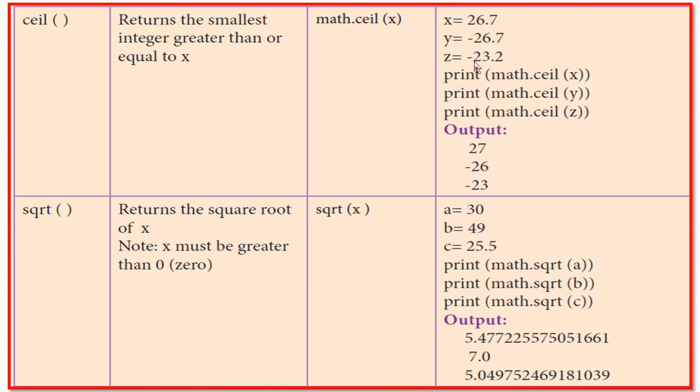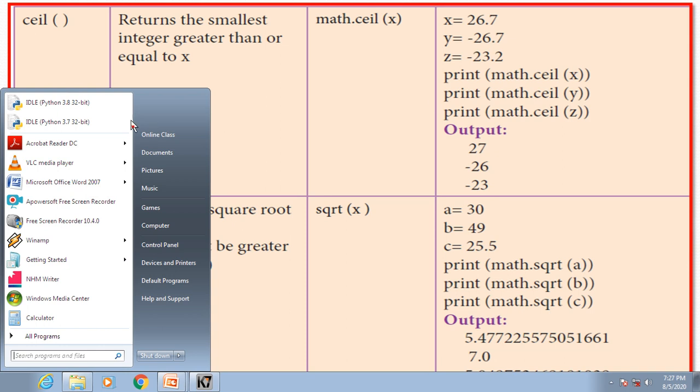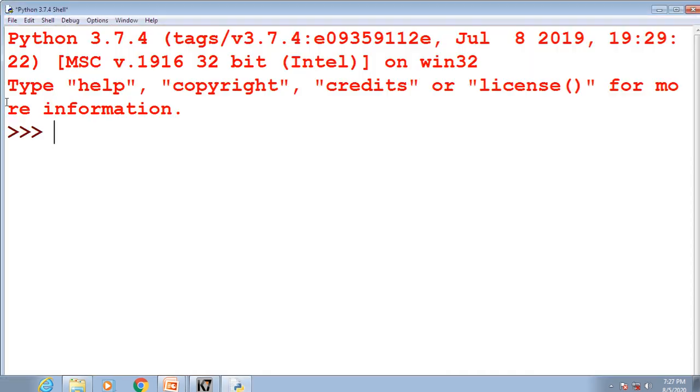Here the same examples x, y, z, three sets of numbers. Math.ceil of x, that means 26.7, the result must be greater than this value. Ceil returns the value greater than x, that is 27. Minus 26.7, greater than y, that is minus 26. Minus 23.2, ceil of z is greater than z, that is minus 23. Using the IDLE window, ceil function.